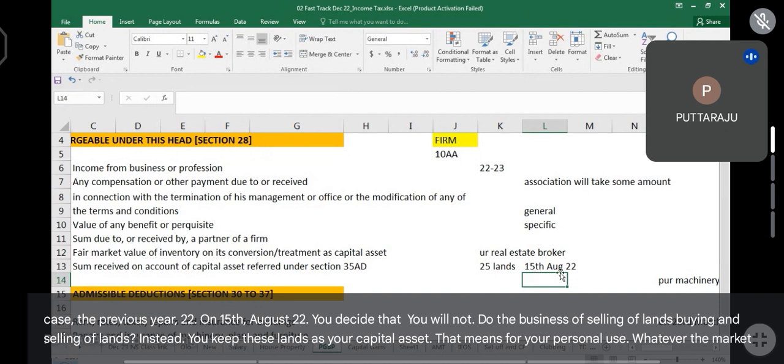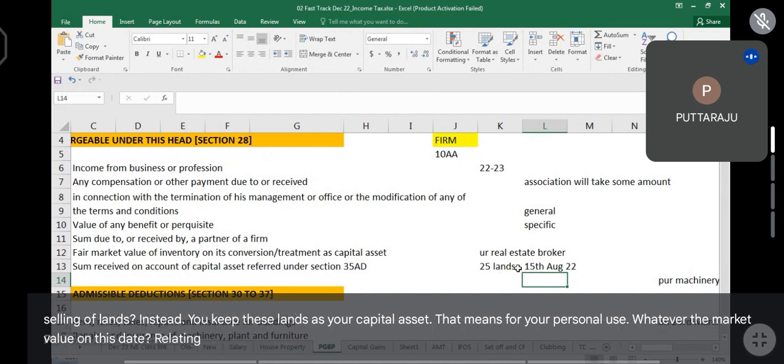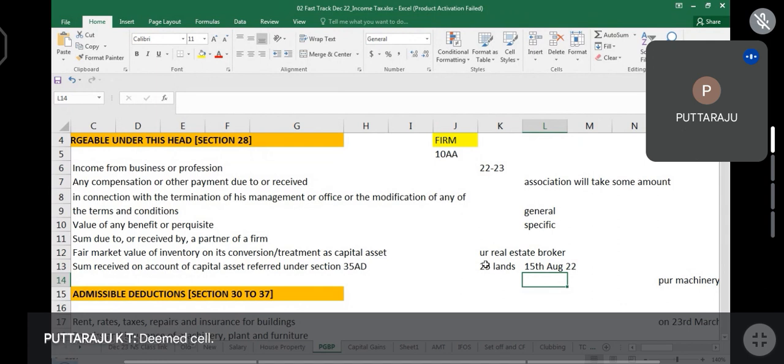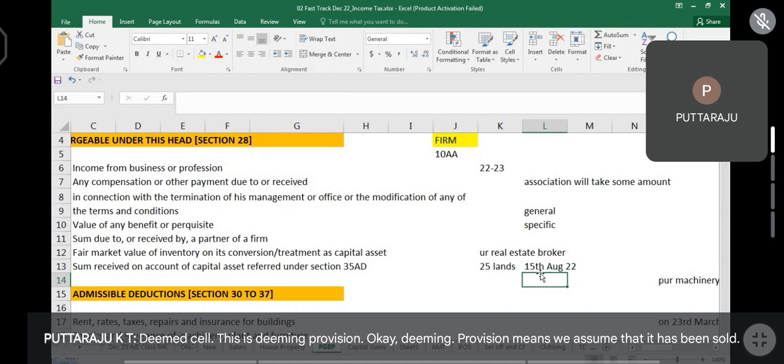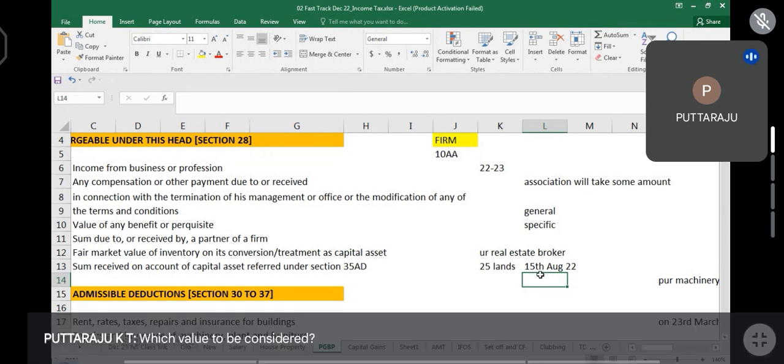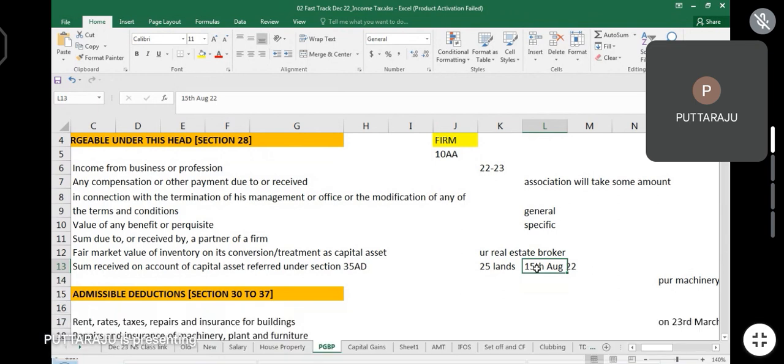Whatever the market value on this date relating to these lands will be treated as deemed sale. What is that? Deemed sale. This is a deeming provision. Deeming provision means we assume that it has been sold. Which value to be considered? Fair market value on the date of conversion. That will be treated as income.